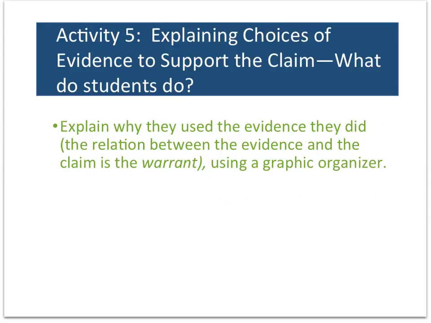So in Activity 5, they're going to explain the choices of evidence they use to support their claims. That is, they are going to explain why they used the evidence they did. And remember, the relation between the evidence and the claim is called the warrant. And they're going to figure this out using a graphic organizer. This is an essential part of argumentation, the claim, the evidence, and the warrant. And so thinking about that kind of evidence is important.